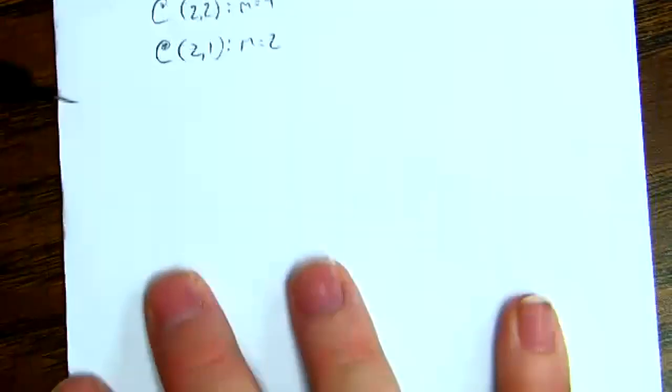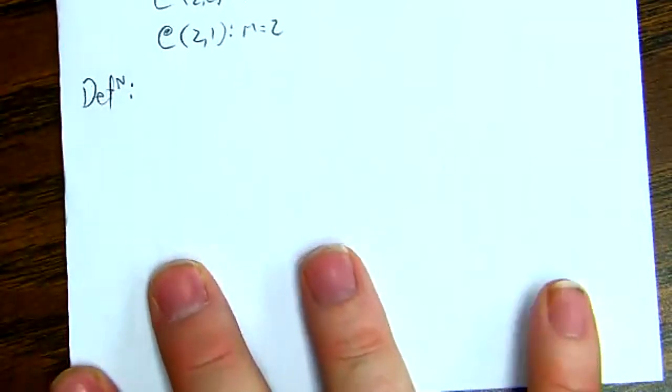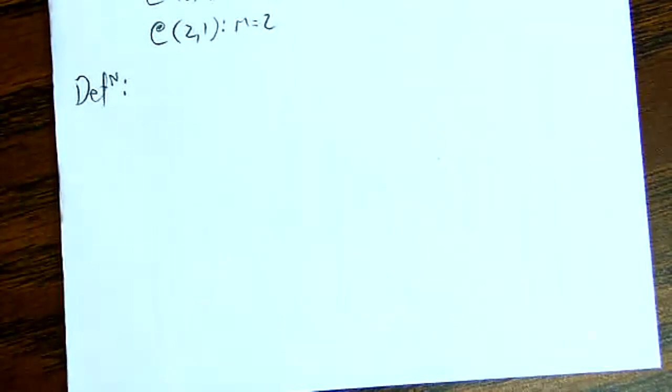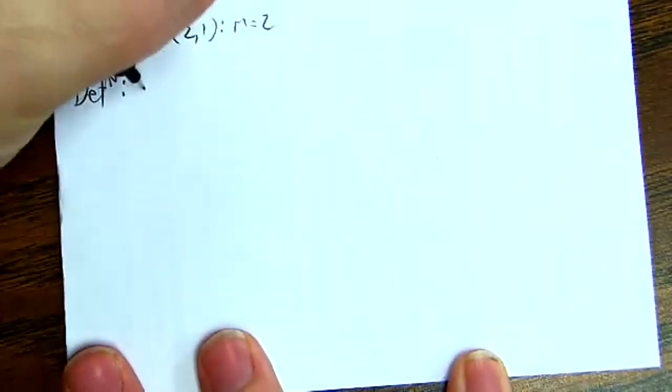So let's have some definitions now. We last time defined some classifications of differential equations. We classified them as ordinary or partial. We defined them as first order, second order, third order, and so on. And we defined them as linear or nonlinear. We're going to add a definition to that.